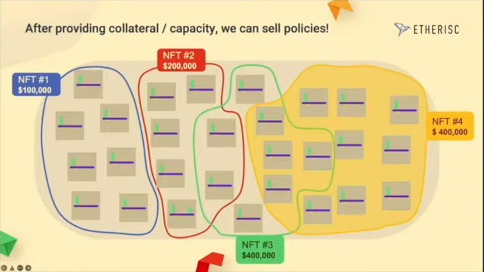Both provide capacity proportional to the capital locked. For example, in this case, NFT number 2 provides 200K and NFT number 3 provides 400K. So one is 1/3 and the second is 2/3 of the capacity of the risk. Also, the profits and losses are distributed according to the ratio of these NFTs. That makes it very flexible. You can cover a policy by multiple NFTs.